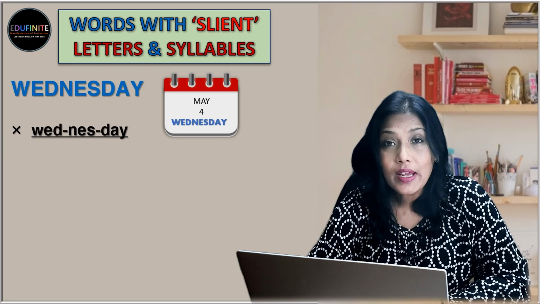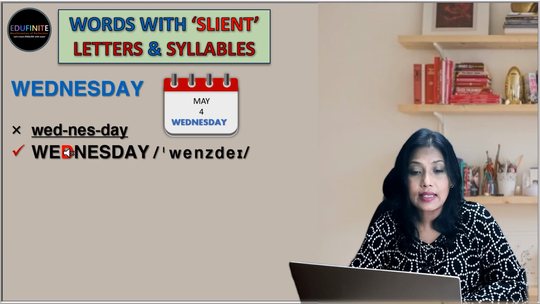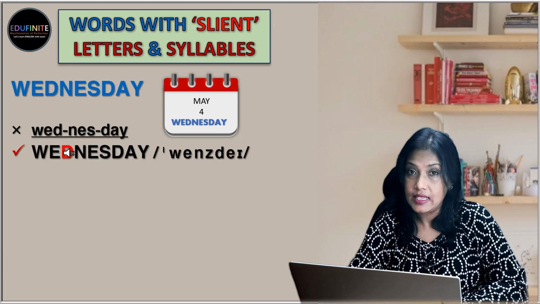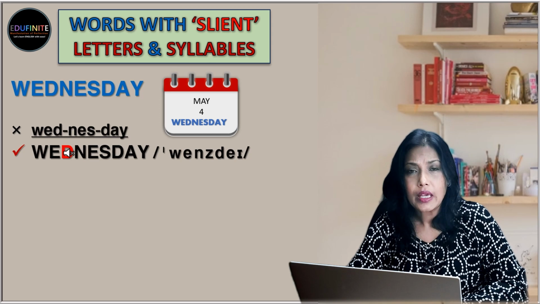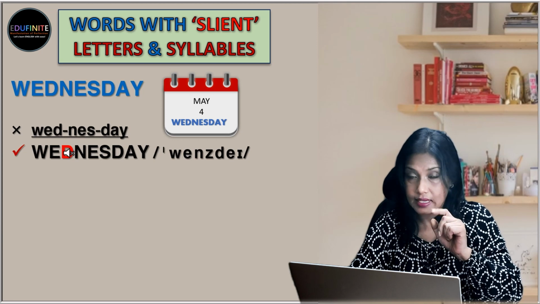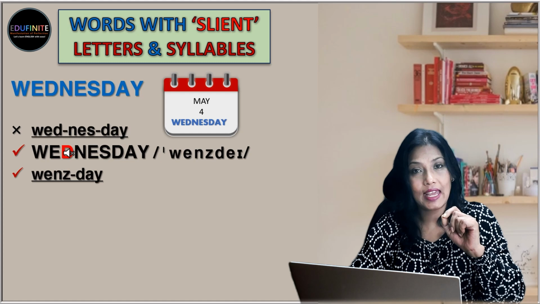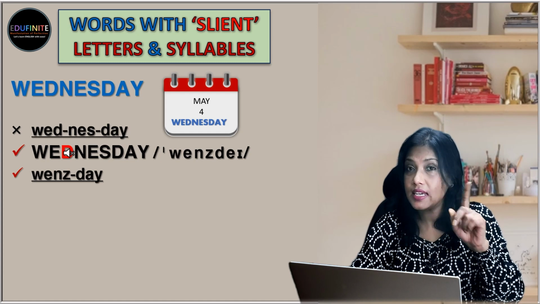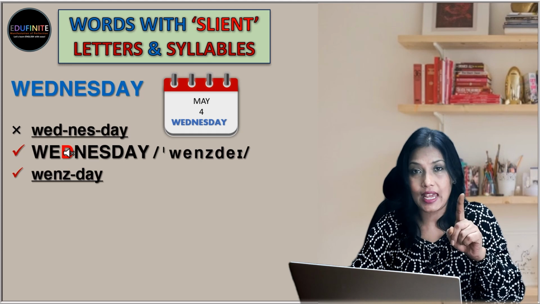Because there is a presence of a silent letter. And which is that silent letter? It is the D. The D in WEDNESDAY is silent. So if it is silent, that means we are not going to pronounce that particular letter. So how do we pronounce it? We pronounce it Wenzday. The D is not there.